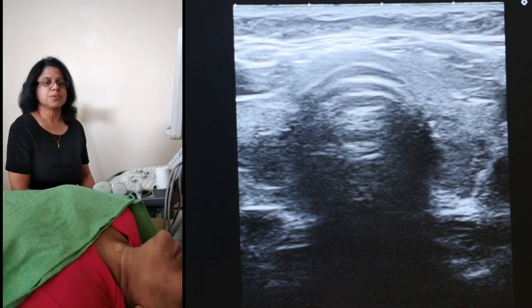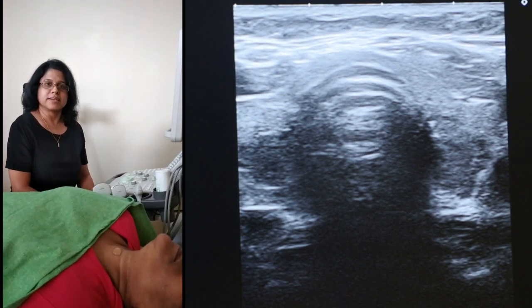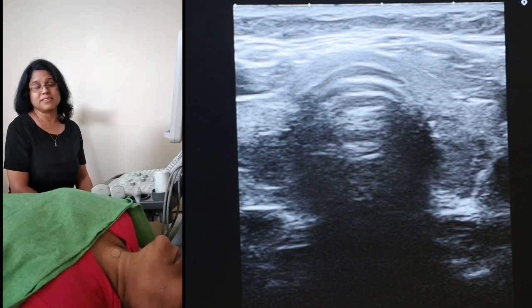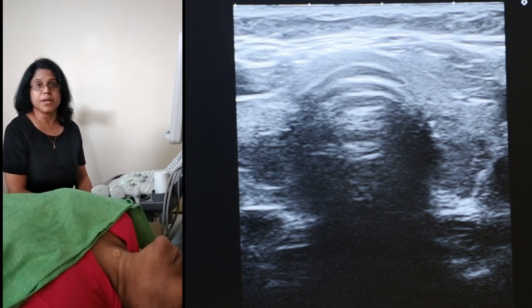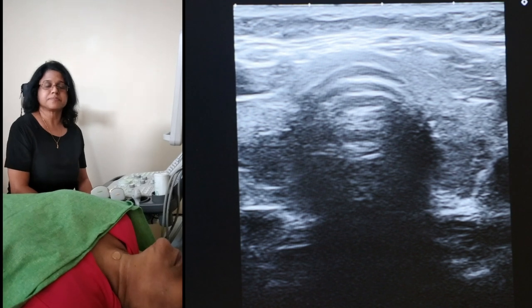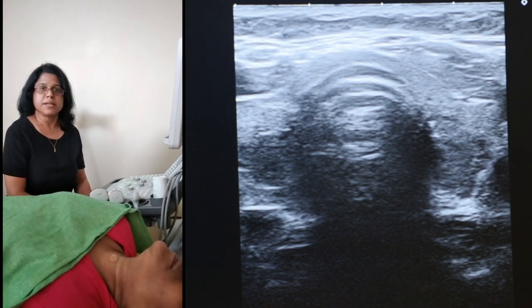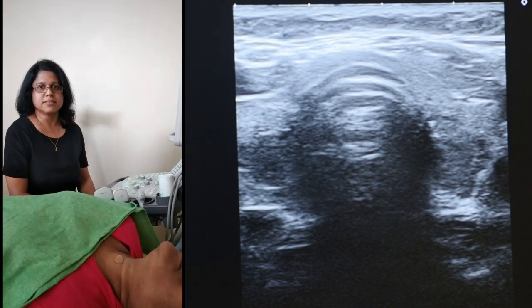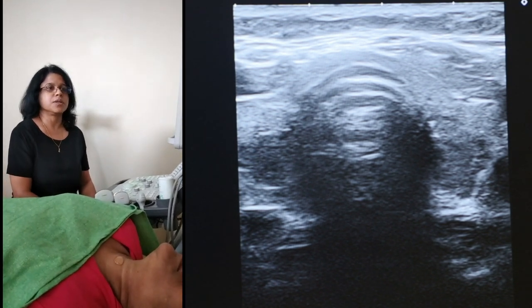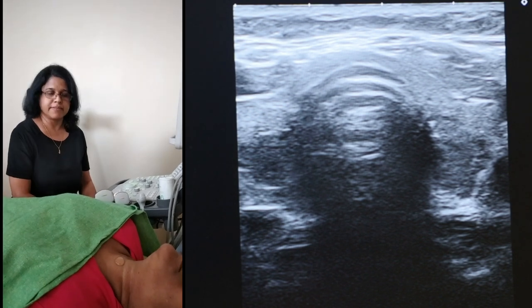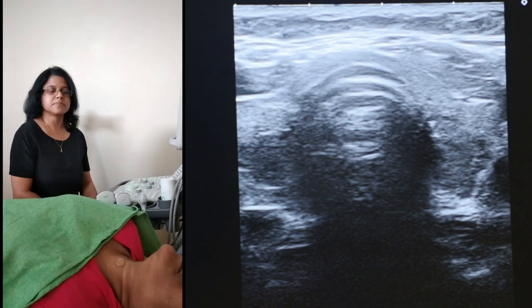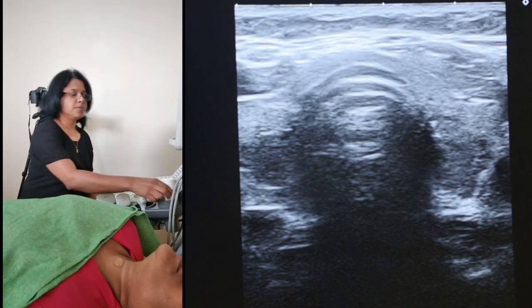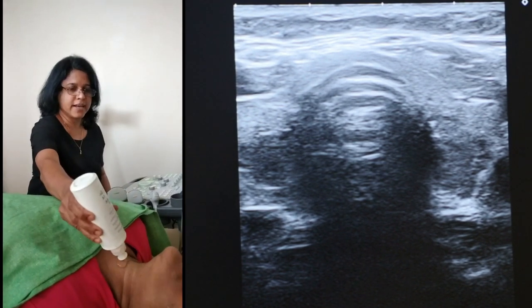Today I am going to show you how to do an ultrasound on the thyroid gland. The thyroid is a very important endocrine organ in our body. Ultrasound plays a major role in imaging pathologies and excluding neoplastic lesions and inflammatory diseases. So we move to study how to do the ultrasound.